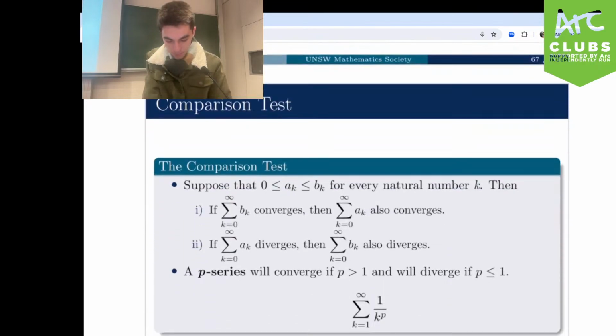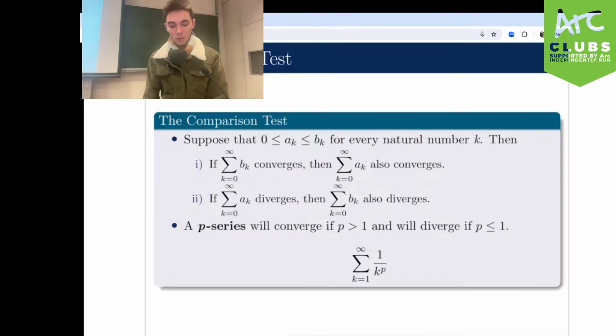Another test that we can apply is the comparison test. So when you've got a positive sequence in which the terms are strictly below the terms of another sequence, then if the second sequence, the larger sequence, converges, then the smaller one also has to converge because it has to be smaller than the larger one. And conversely, if the smaller one, a_k, diverges, so goes to infinity, then the larger one, b_k, also has to diverge because it's larger than a_k.